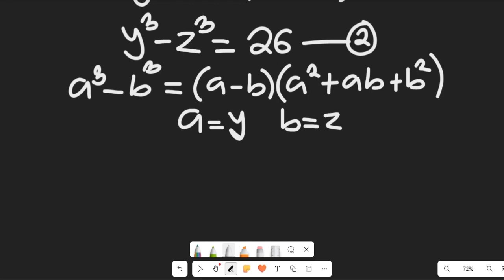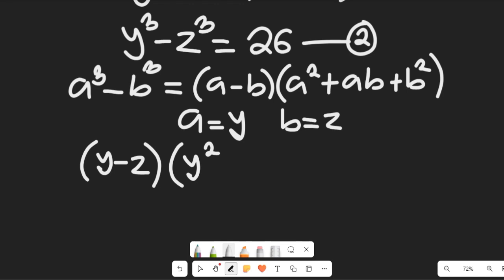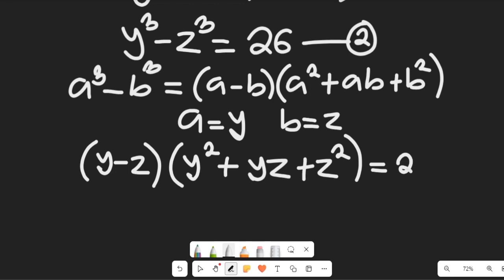Having our a to the power of this equal to this, we're going to have our a as y, and that will give us what? y minus z, right? Multiplied by y square plus zy or yz, right? That will give us yz plus z square, right? And all this will be equal to 26 according to that second statement, or equation 2, we have.